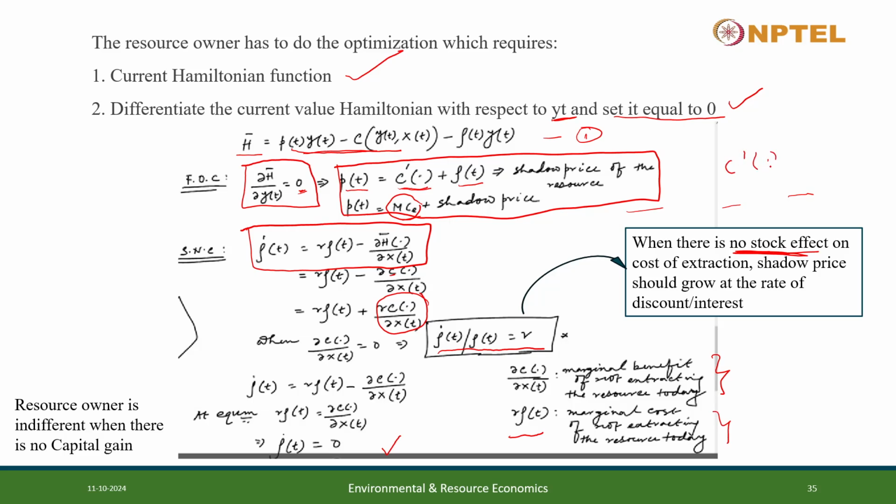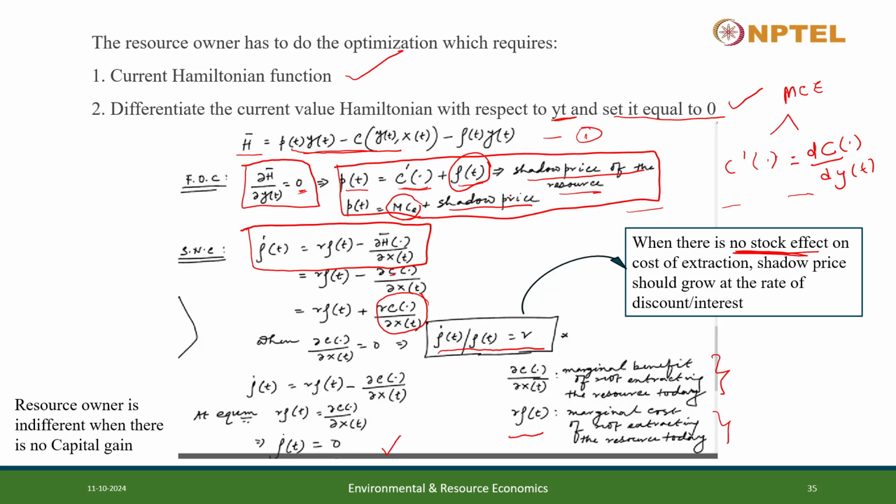C prime in this case will be equal to d cost by dy_t. So this is my marginal cost of extraction, and this rho_t is the shadow price of the resource. Okay, so this is a very important conclusion which we are deriving, that the price is not only equal to the marginal cost of extraction, but it is also associated with the shadow price.